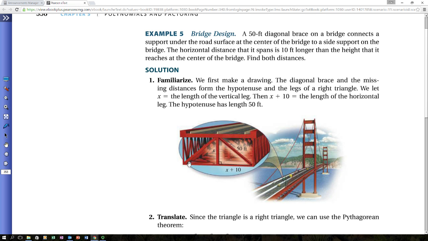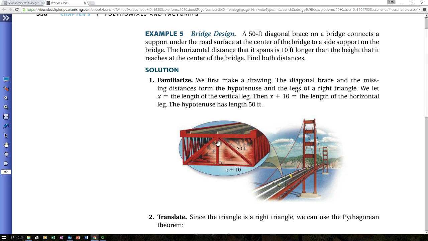Is this triangle right here, you might get confused. This is not a right triangle. This is an isosceles triangle. But it splits into two right triangles here. That's what we need to focus on. First, I have to have a right triangle for Pythagorean's theorem to work.